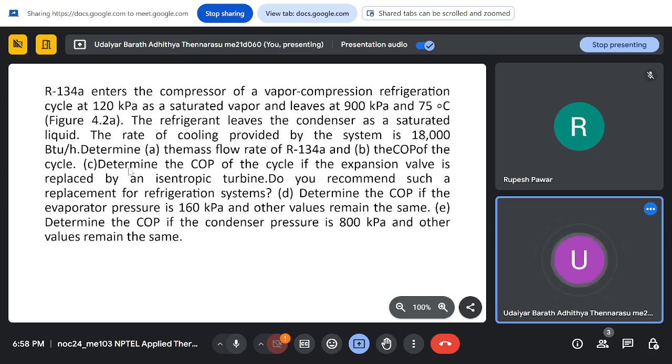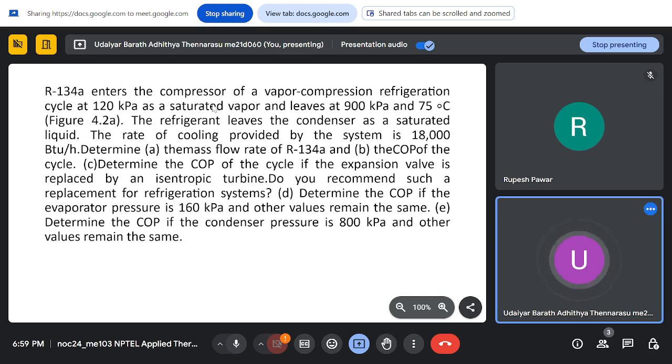So determine the mass flow rate of R134A and the COP of the cycle. Determine the COP of the cycle if the expansion valve is replaced by an isentropic turbine. Do you recommend such a replacement for a refrigeration system? Determine the COP if the evaporator pressure is 160 kilopascal and the other values remain the same. Determine the COP if the condenser pressure is 800 kilopascal and other values remain the same.